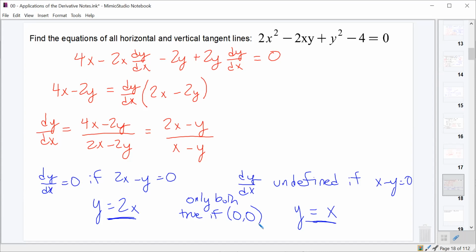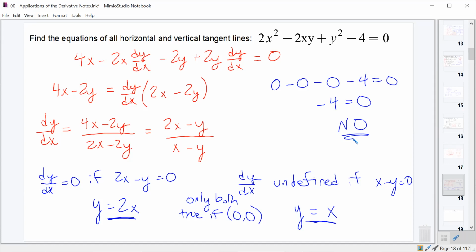And if we were to even go plug 0, 0 back in, we'd get 0 minus 0 plus 0 minus 4 equals 0, giving us negative 4 equals 0. Well, that's just not true. So there's no places where this derivative is equal to 0 over 0. And we can not worry about having to recheck any values we get for our horizontal or vertical tangent lines.